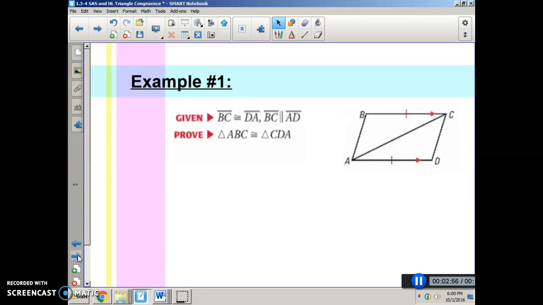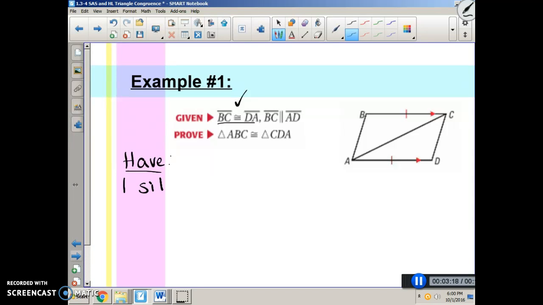Alright, so first example. Again, we're going to focus on SAS, so obviously we kind of know what we're looking for. We should always check to see what do we have and what can we look for. Alright, so it tells us that BC is congruent to DA in the given. That's marked in our picture, so we don't need to do anything with that. That's already done. So I have one side given to me that's equal on both. And then it tells me BC, and it's got these symbols right here. That means parallel. And that's also marked by these handy dandy little arrows. Those mean parallel as well. BC is parallel to AD.